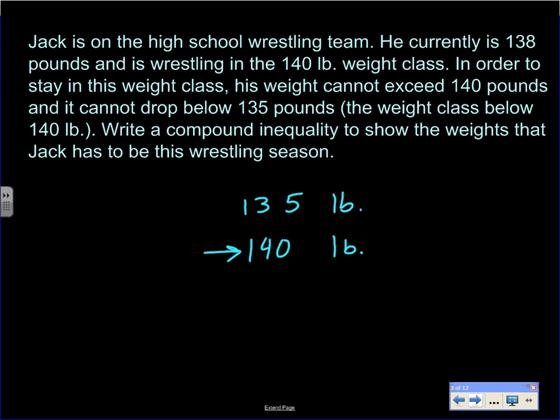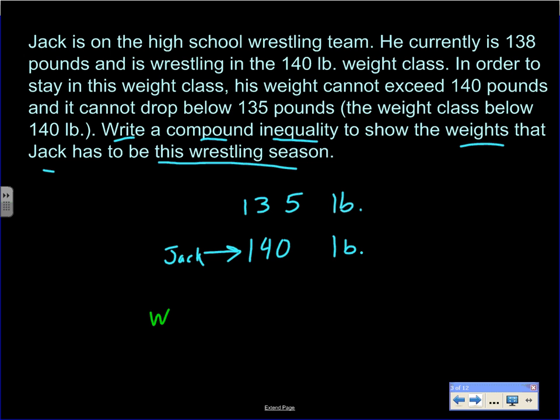Well, so let's figure out what we've got to do here. Write a compound inequality to show the weights that Jack has to be this wrestling season. All right, well, this is where Jack is at right now. He's at 140. So how do we write this compound inequality? Well, his weight, it doesn't tell us which variable we're going to use for weight, so let's use the variable W.